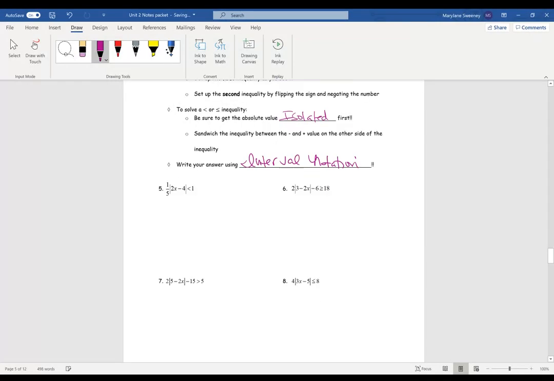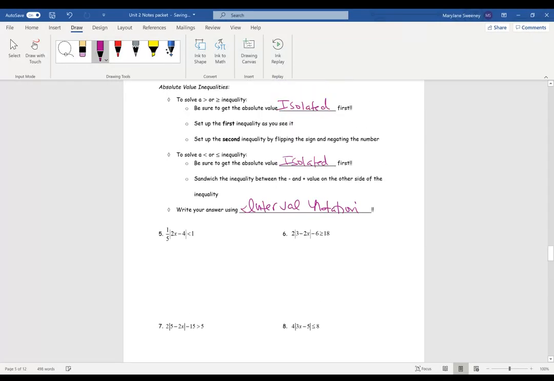Okay, so let's see. This is less than. So less than or equal to, that's right here. We are going to use the sandwiching method. But first, remember, we have to isolate the absolute value. So here's what I mean by sandwiching it. The 2x minus 4, we're going to keep it less than 5. It's going to be greater than the negative 5. So that 2x minus 4 gets sandwiched in the middle of negative 5 and 5.